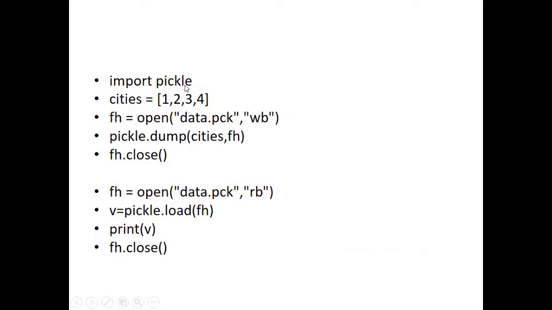Here I have imported pickle, then I have a list called cities, then I am opening a pickle file data and writing it in binary mode, then I am dumping the list into this particular file object fh and then closing it, then reading it again, then loading it. Okay, so fh is a pickle file, which is why we use pickle.load. It loads into v, prints it, and closes it. Okay, that's all. We will see how this works.